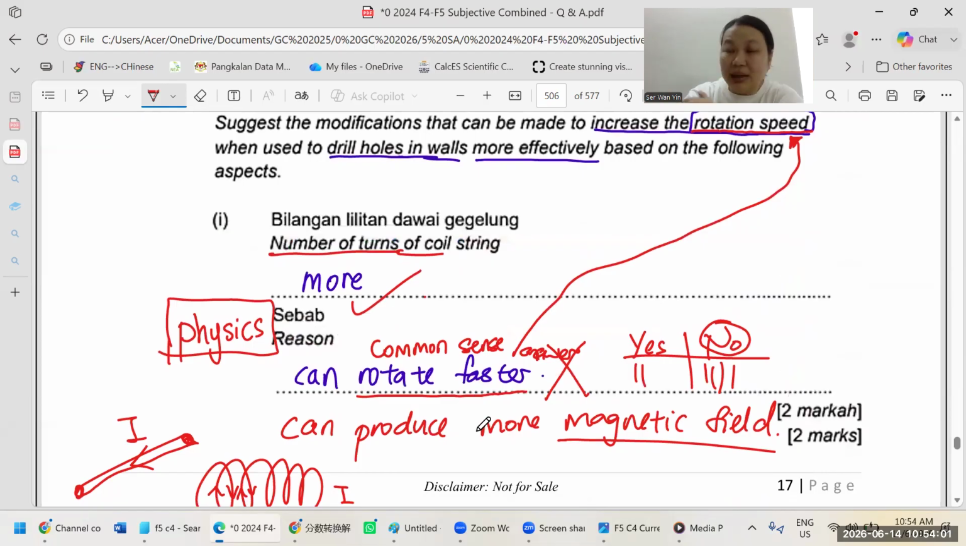But another thing is physics is easy to score because sometimes they accept common sense answers. But actually, the best answer would be that you tell the concept of magnetic field.